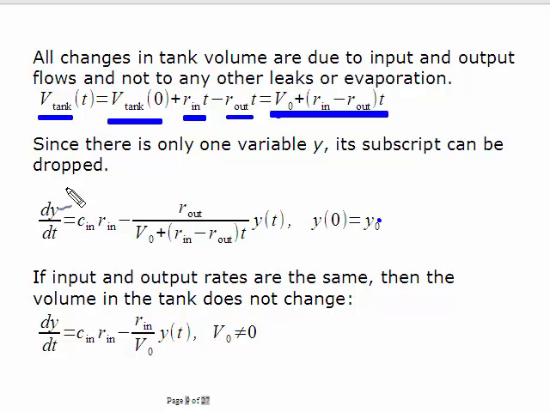And now here's our differential equation. dy by dt, y being the amount of substance in the tank, equals the input concentration times the input rate minus the output rate divided by this continuity for volume times y of t. And it's an initial value problem. We can write the initial amount in the tank at time 0 is y naught.